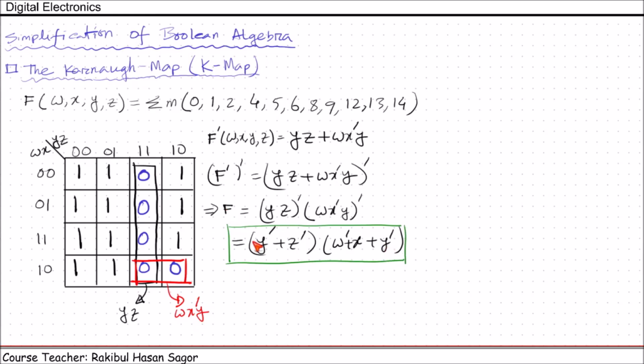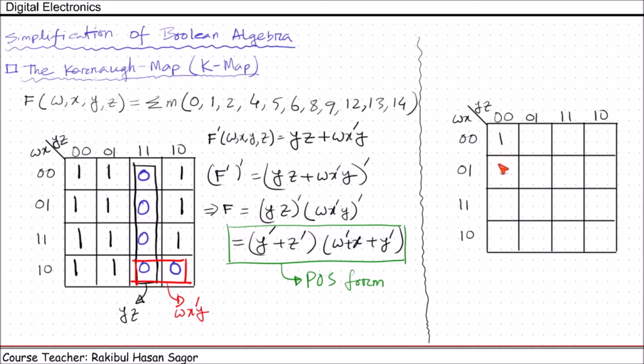Now this is the function expressed in POS form. So we have function f equals (y prime plus z prime) multiplied with (w prime plus x plus y prime). So it is expressed in POS form, and this is the most simplified version. This is one of the ways you can express your function in POS form. Let me show you another method by which you can get the POS form of any function directly. If we take the same example, let's map this example.